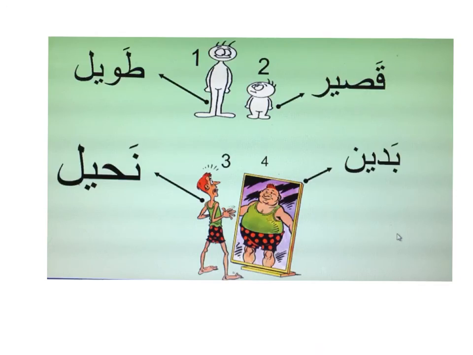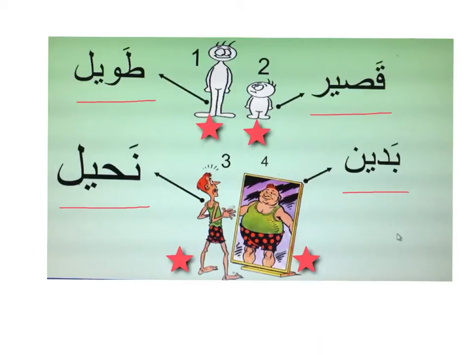Now the next four adjectives we are going to learn are short, tall, fat, and skinny. Short in Arabic is قصير. Tall in Arabic is طويل. Fat in Arabic is بدين. Skinny in Arabic is نحيل.